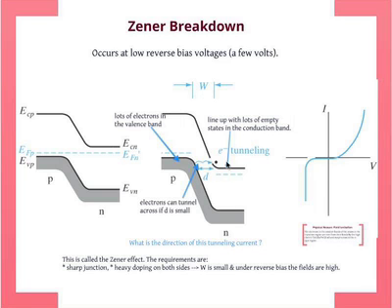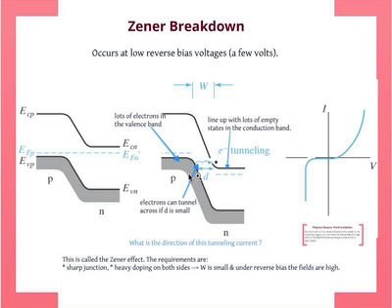Now, but you see something interesting happen here. If the bands have bent sufficiently enough, you see that the conduction band on the N side comes very close to the valence band on the P side.